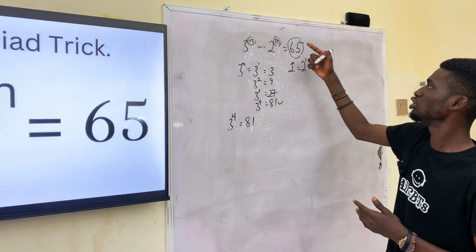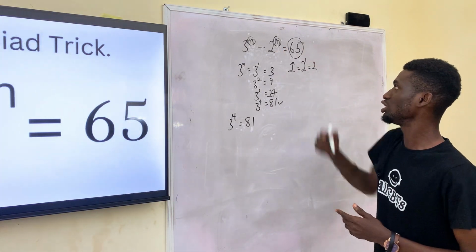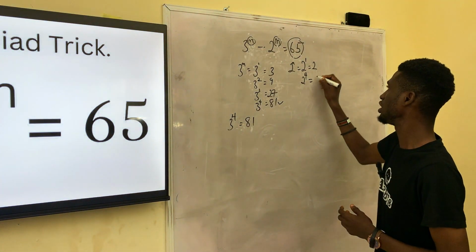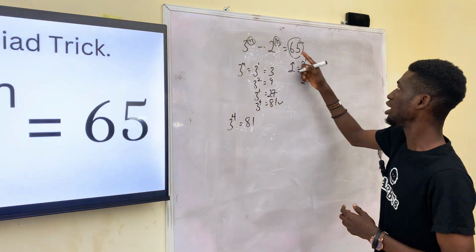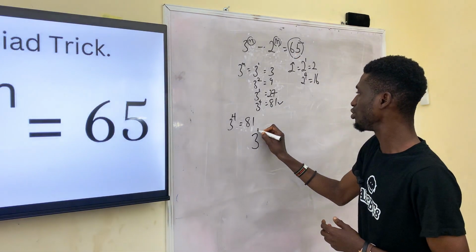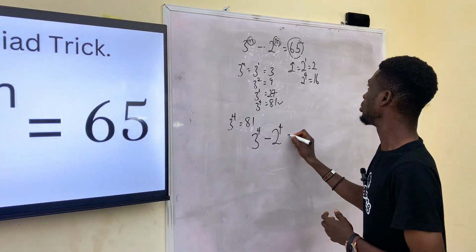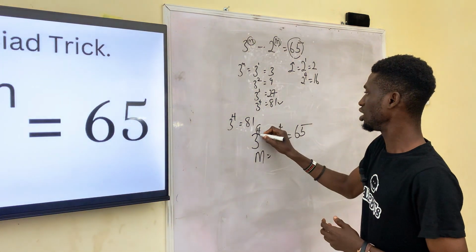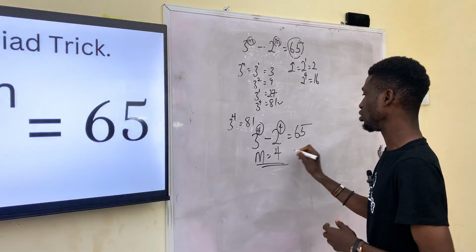Now, 2 raised to power what should give you 16, which is the answer at this side? That should be 2 raised to power 4. So 2 raised to power 4 gives me 16. Then 81 minus 16 gives me 65. So 3 raised to power 4 minus 2 raised to power 4 gives me 65. So, since we have a constant number, the value of m equals 4.